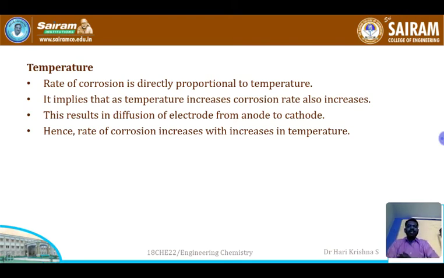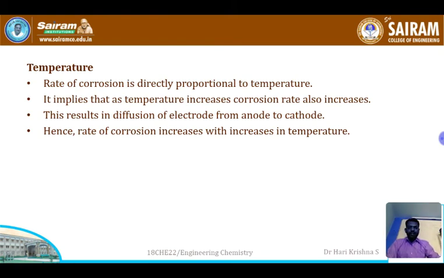So at the anode, what reaction occurs? Oxidation will occur at the anode. If oxidation occurs at the anode, what will happen? The electrons will move faster towards the cathode, right? At the cathode, it will undergo a reduction reaction. If electrons are accepted more at the cathode, then the anode will be more prone to undergo more and more oxidation. If the anode is undergoing more and more oxidation, then this oxidation is termed as what? Corrosion.